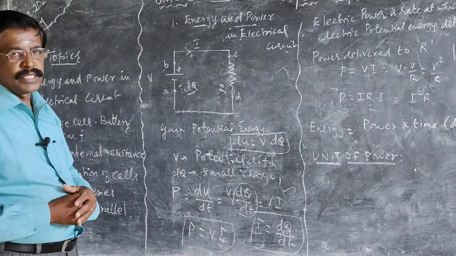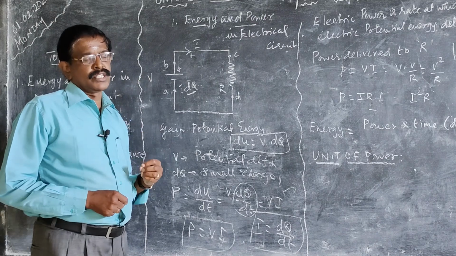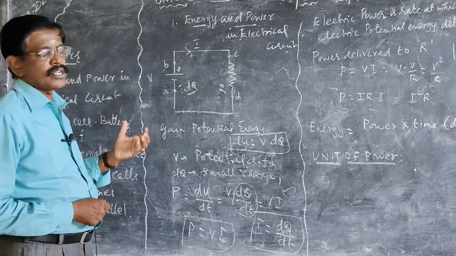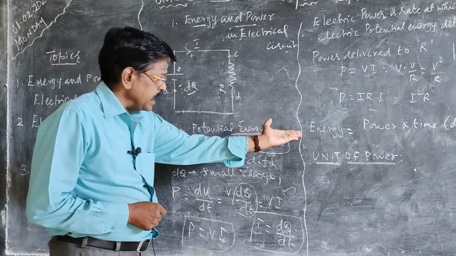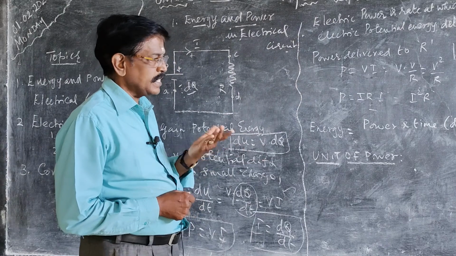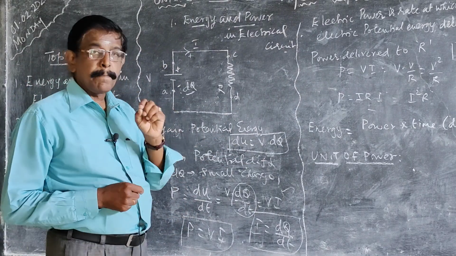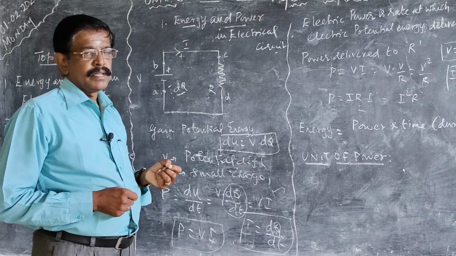Next we are going to see that, because the battery has some resistance, that resistance is known as what? The internal resistance. Okay. So the energy, we have seen the power. Next, energy. What is the formula for energy? Energy is nothing but what? Power into time. The power into time.